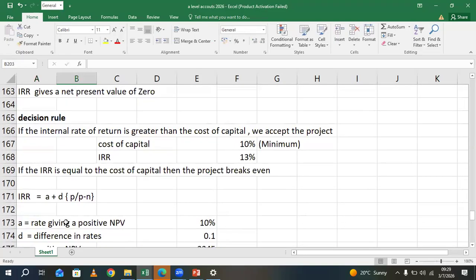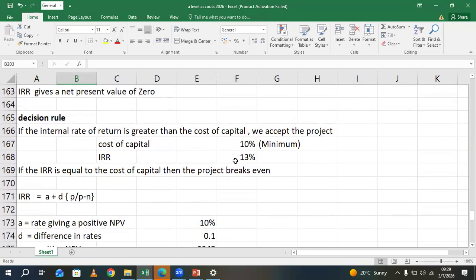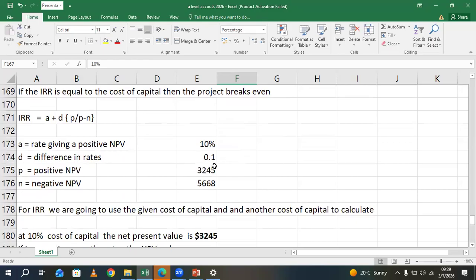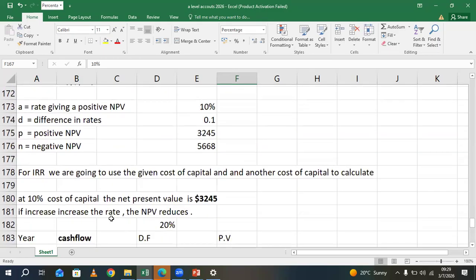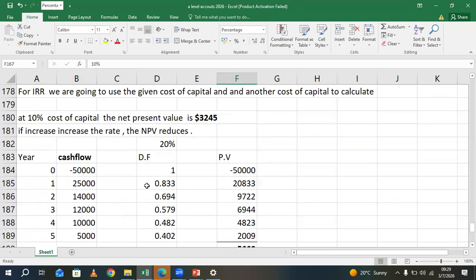So what's the key thing to take note of? For the internal rate of return, we need two net present values, a positive and a negative one. For one of the discounting factors, we are going to use the cost of capital. If we have used the cost of capital given, and the net present value was negative, it means to get a positive one, we would need a lower rate. But if you want a negative NPV, you have to go for a higher rate. So to get a negative, we need to go for a higher rate, but to get a positive, we need a lower rate.